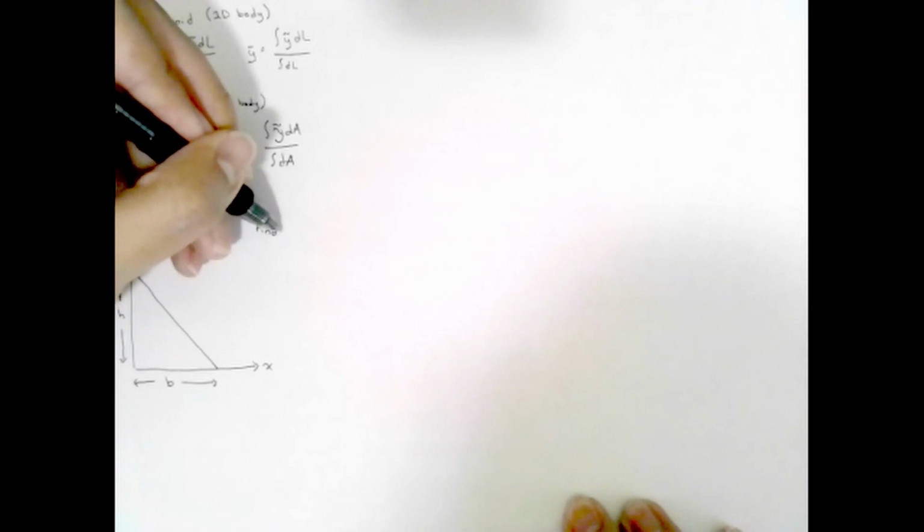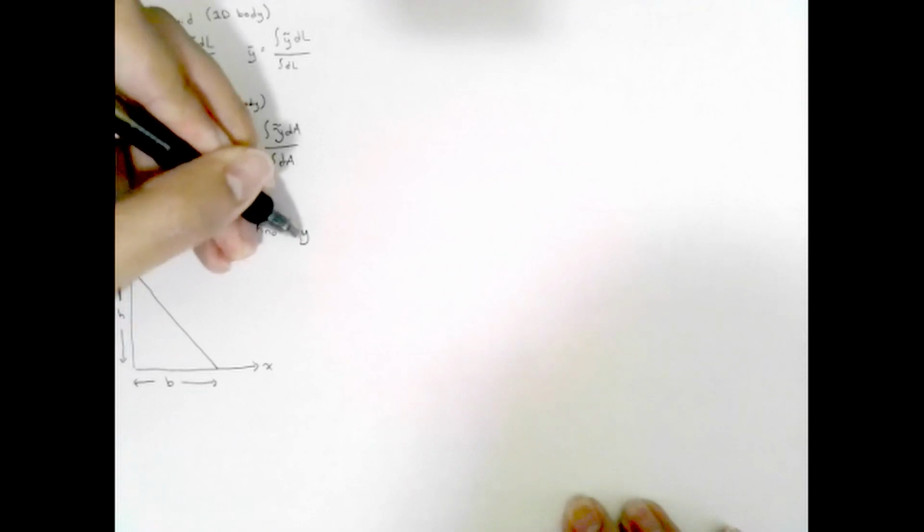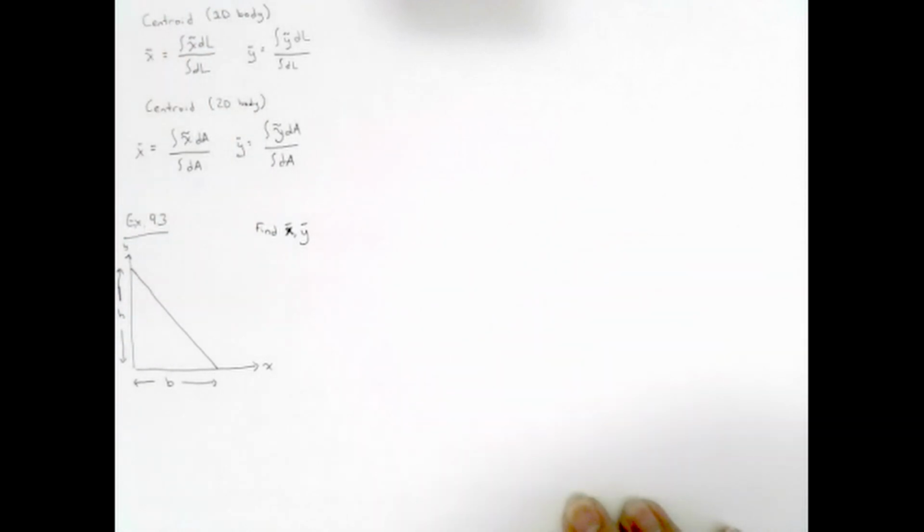The reason I want to work on this problem, even though we know the answer, is because we know what to expect. But you'll see that getting to that number actually takes a lot of work, okay? So let's start with this example. In this example, we'd like to find the x and the y coordinates of the centroid. I'll call them x bar and y bar.